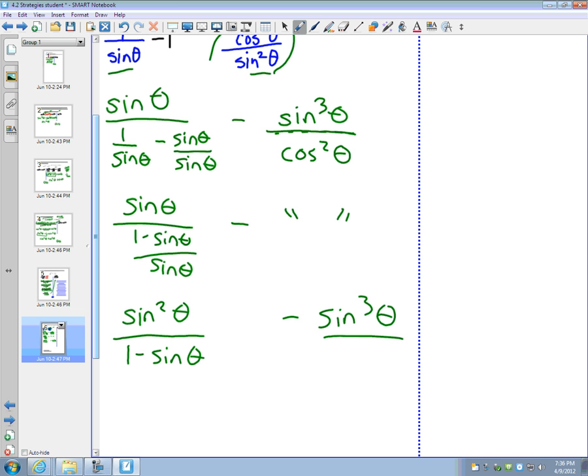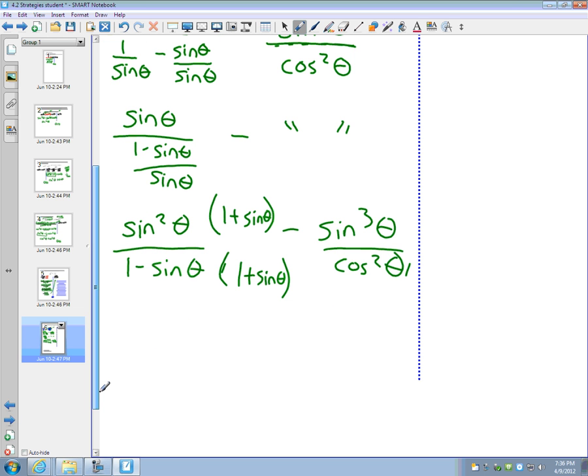I haven't changed that. Okay, what I want to do is get a common denominator between these two terms so that I can combine them. And so I need to get cos squared theta, and I know that cos squared theta is the same as 1 minus sine squared theta. So that's where I'm going here. I'm going to make this into 1 minus sine squared theta, so I'm going to multiply it by 1 plus sine theta. And what that's going to do is give me 1 minus sine theta squared, which is the same as cos squared.